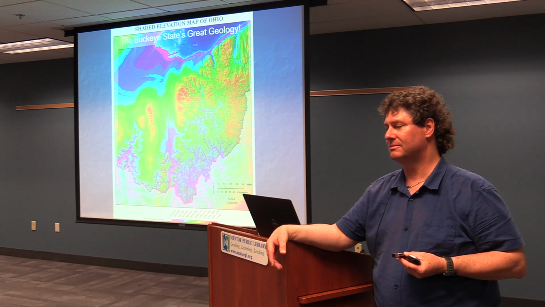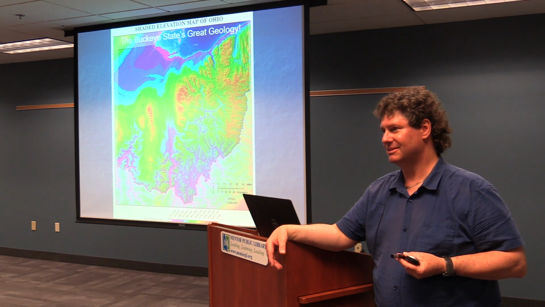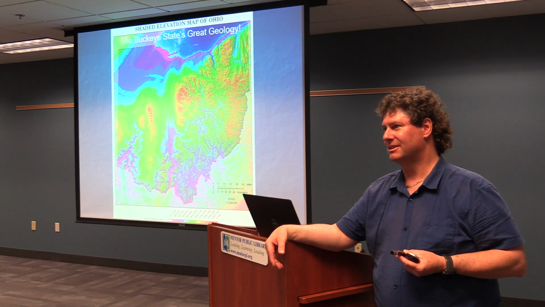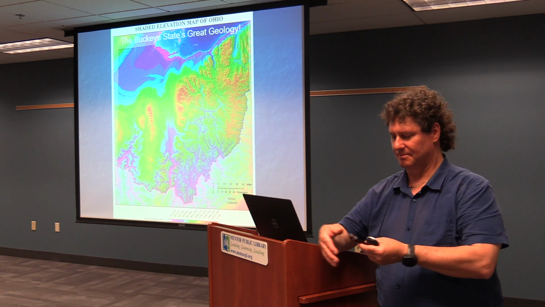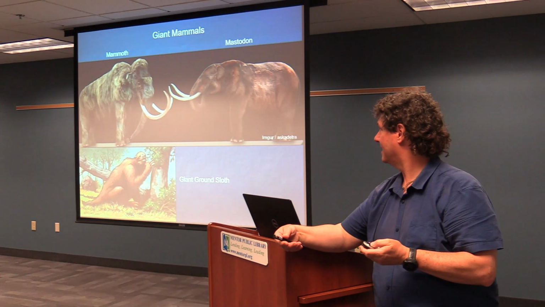Two thirds of the state of Ohio is fairly flat, except for the moraines. Then you've got the one third in the southeast that's non-glaciated, or at least not in the last glacier or whatever.